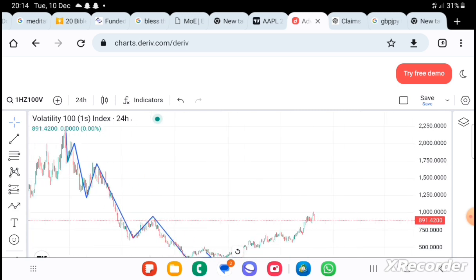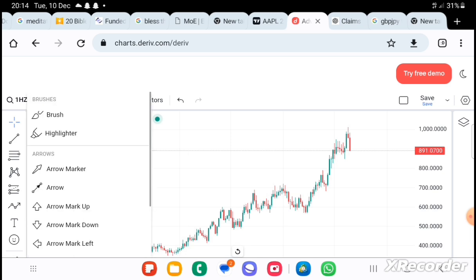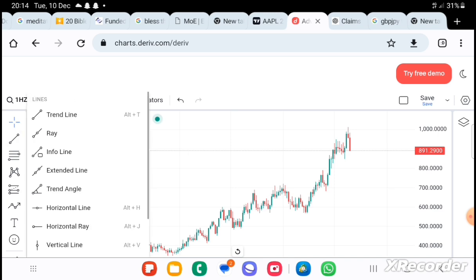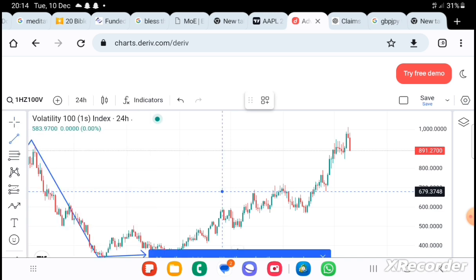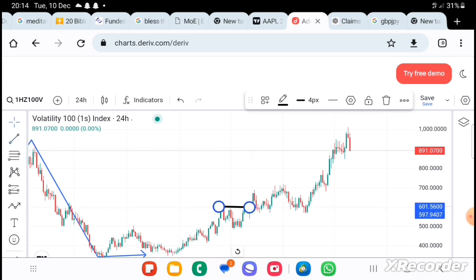So you see break of structures to the upside. Okay, you can see that structures are being broken to the upside. So this is an idea, or this is a signal, that the trend is about to change. So you can see that there is a break of structure over here. I think this is too thick.